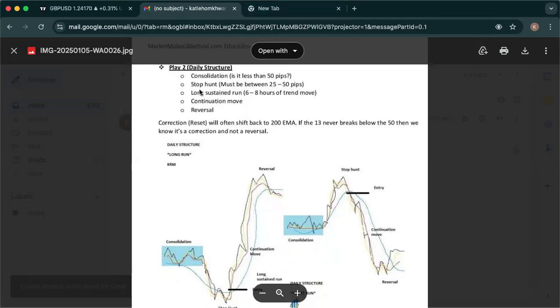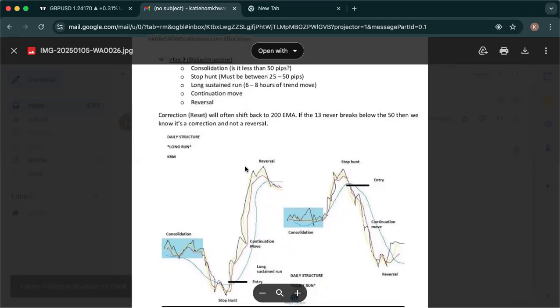We're going to look at the first bullet where it says consolidation. Is it less than 50 pips? What do they mean? They mean that this consolidation, the agent session consolidation, has to be less than 50 pips. You understand? Once it goes more, that means now the consolidation has been messed up.